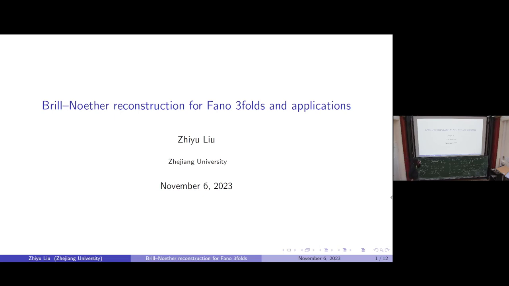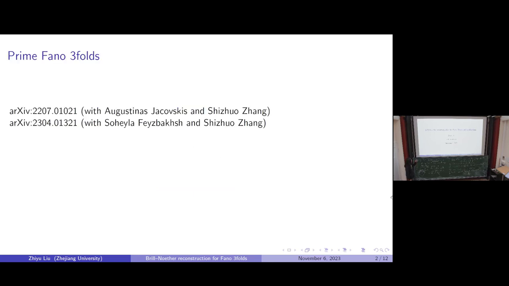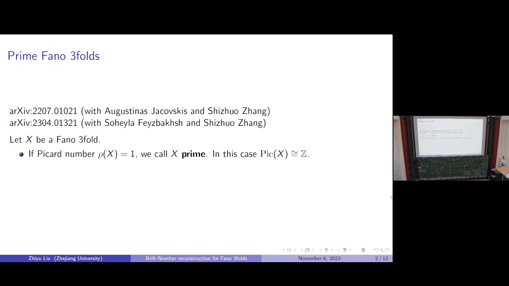First, let me remind you of some basic facts about prime Fano threefolds and their Kuznetsov components. This talk is based on the following two papers. The first one is joint with Augustinas Jambostis and Shizhou Zhang, and the second one is joint with Sohila Fikfash and Shizhou Zhang.